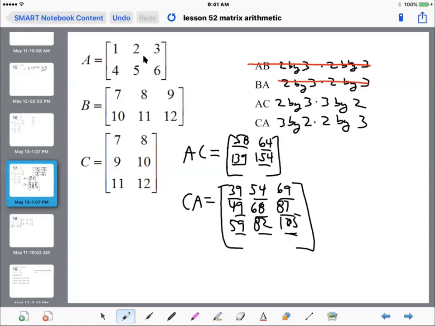Okay, everybody, welcome back. So you can see on the screen now that AB and BA were not possible. AC was this big one, 58, 64, 139, 154, but CA was even more numbers. It ended up becoming a 3 by 3 matrix with all those numbers in it.